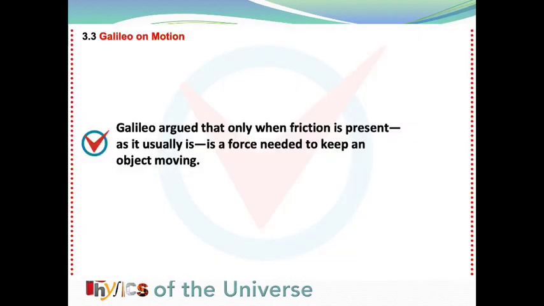Now Galileo was the one who recognized that the reason objects come to a stop is because of friction. Friction is actually a force that is slowing these things down. Without friction, you don't need a force to keep an object moving. It will just keep on going.